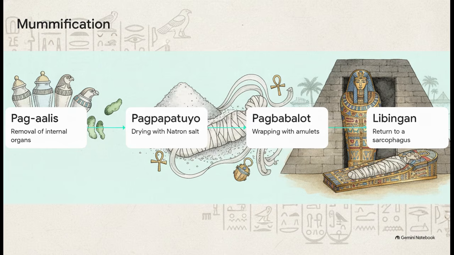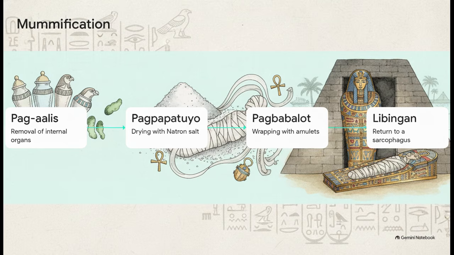Because the Egyptians heavily valued their paniniwala sa kabilang buhay, or belief in the afterlife, they absolutely perfected mummification. Let's walk through this fascinating four-step process. Step 1 is pag-aalis ng laman loob, the removal of internal organs. Things like the liver and lungs went into canopic jars, while the brain was famously pulled out through the nose.